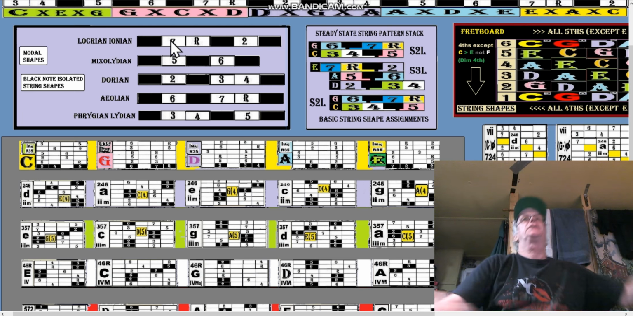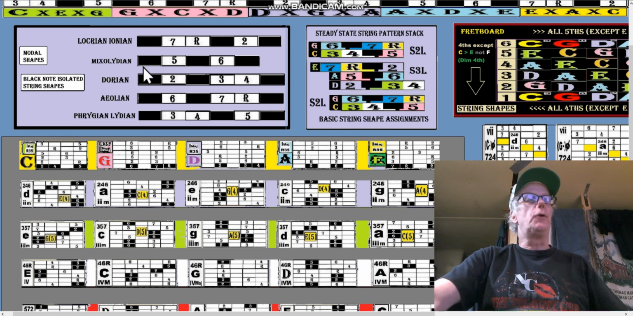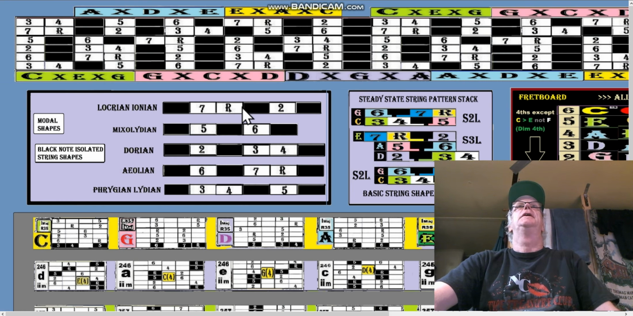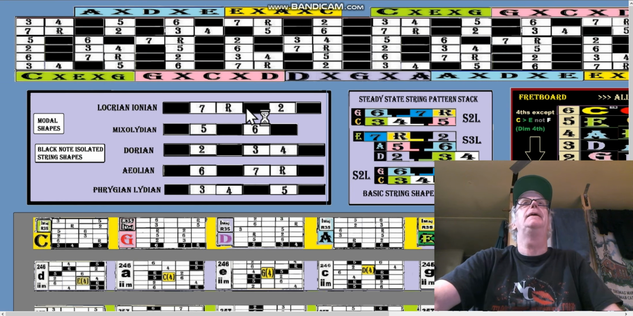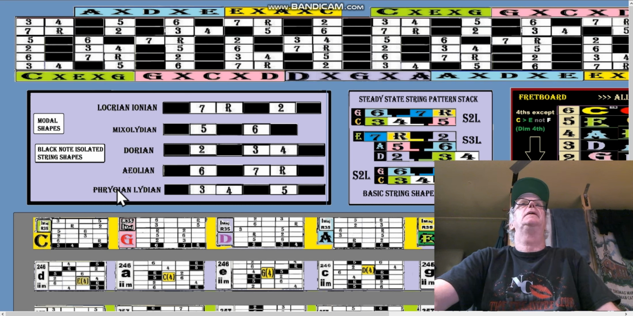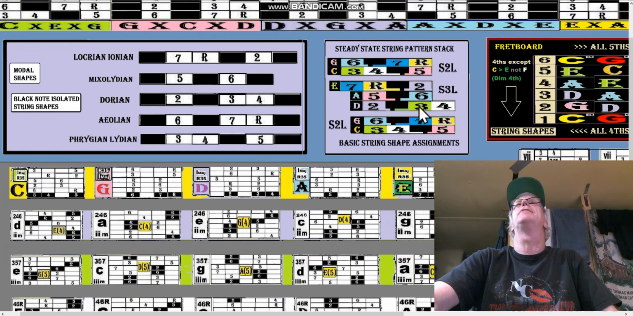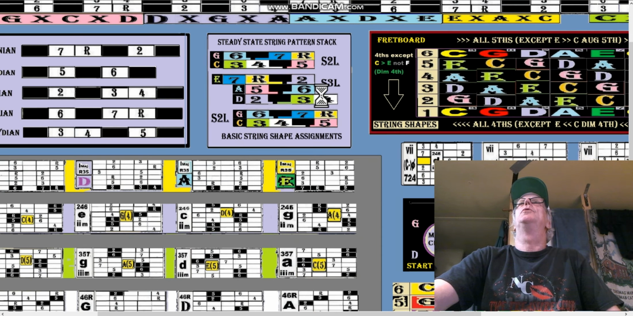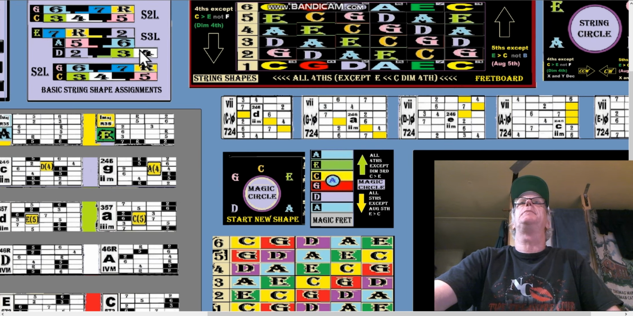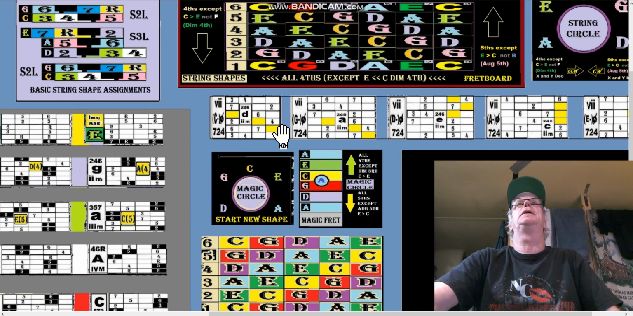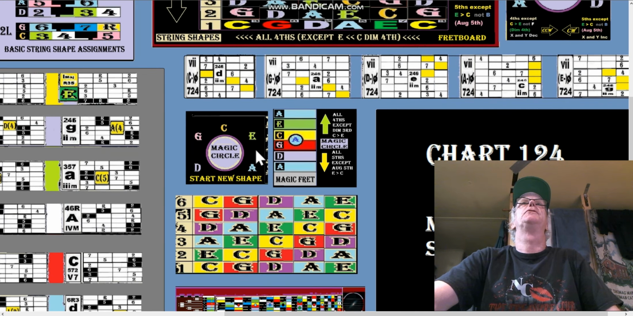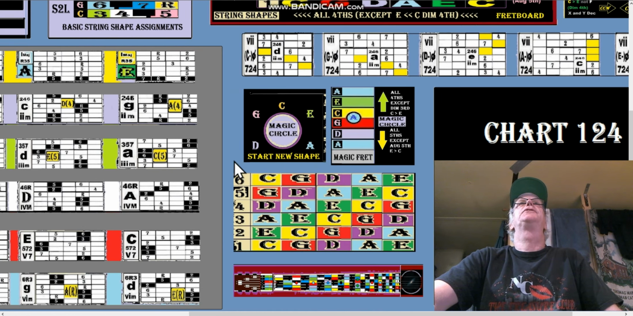Okay, so that's why I just brute force. You know what brute force means? It means get your feet wet. Modal shapes. So I put them to the string fragments here with the string circle and all that stuff. Remember, we've got the string circle and the magic circle going in different directions. One's in fourths, one's in fifths. But let's look at this.